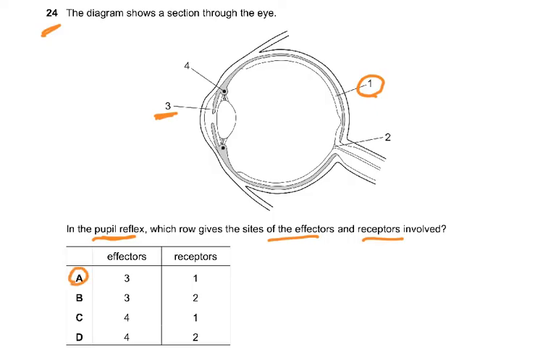But when would the answer be 1 and 4? 4 is the ciliary muscle, and that only works when you're looking at a distant or a near object. So I could change this question and say the receptor would still be the retina, and the effector would then be 4 because the ciliary muscle contracts and relaxes to alter the shape of the lens. The suspensory ligaments do nothing, they just become either slack or taut. So ciliary muscles will either contract or relax.